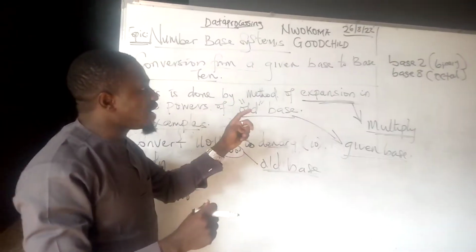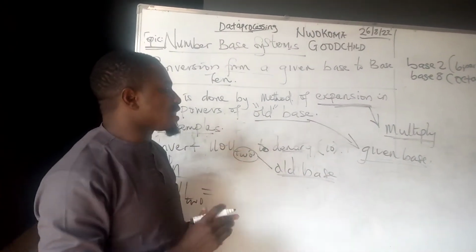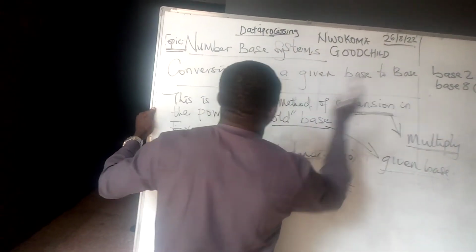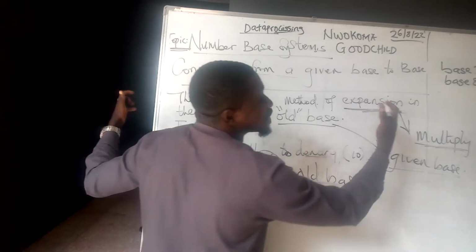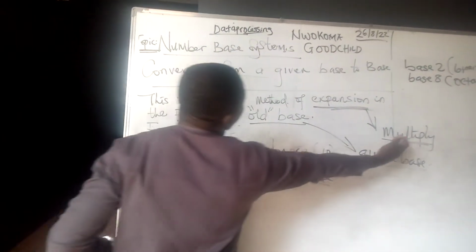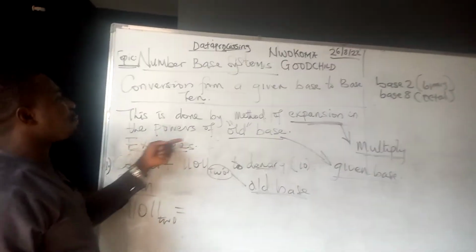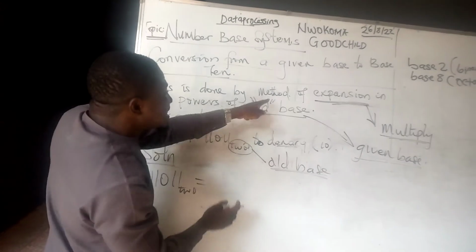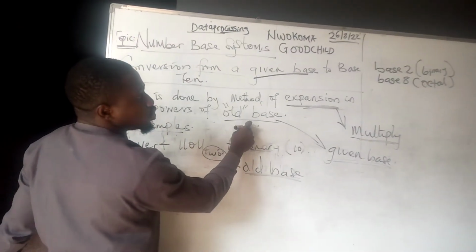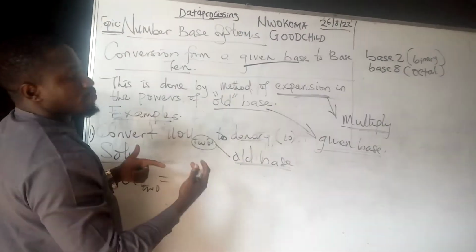For you to convert from a given base to base 10, there is something very important you have to do. You can do that by what we call expansion. It is done by the method of expansion, and this method of expansion implies multiplication. You expand it by multiplication. Now the power of the old base, which is the given base, you use it to multiply, and raise it up to the power.